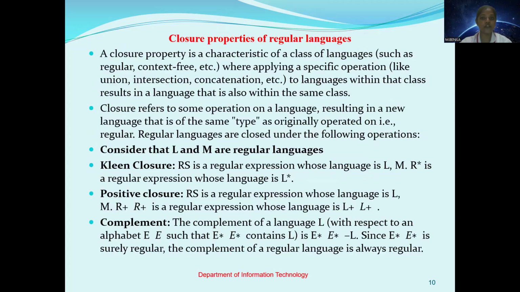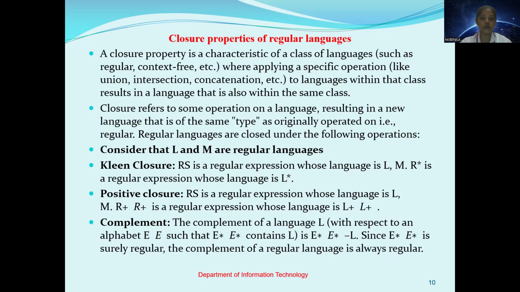Next, closure properties of regular languages. A closure property is a characteristic of a class of languages, such as regular or context-free, where applying a specific operation, such as union, intersection, or concatenation, to languages within that class results in a language that is also within the same class. So closure refers to some operation on a language resulting in a new language that is of the same type as originally operated, that is regular.